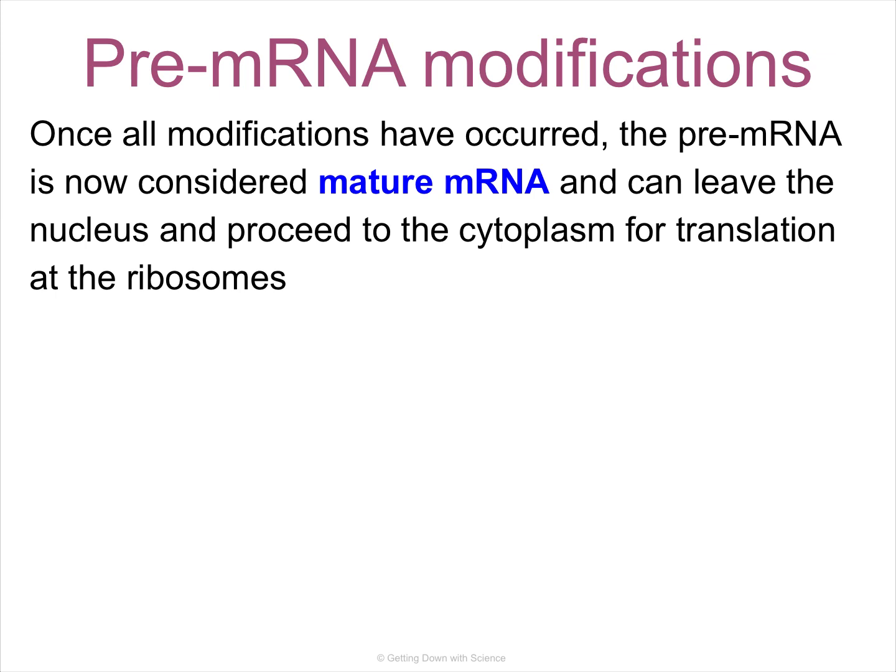Now, once all the modifications have happened, the pre-mRNA is considered mature mRNA. It can leave the nucleus and go to the cytoplasm, and when we say cytoplasm, really what we're referring to is the ribosomes in the cytoplasm, and that's where translation happens.